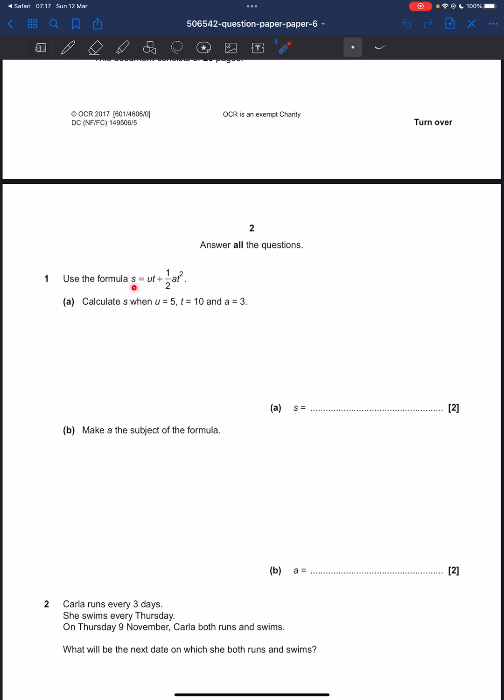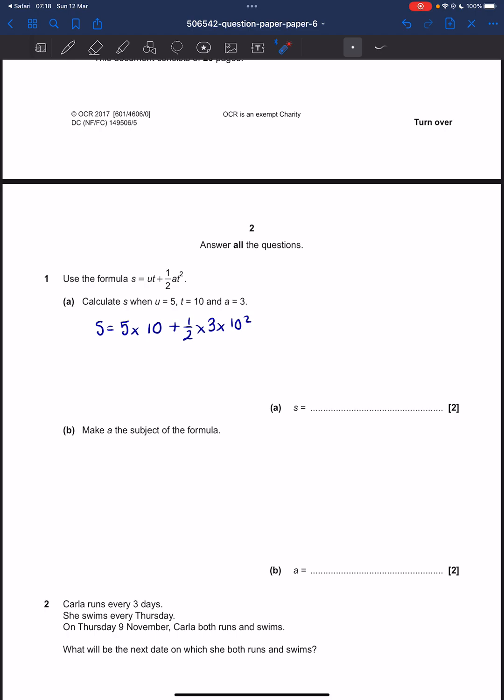It says use the formula S equals UT plus a half AT squared to calculate S when U is 5, T is 10, A is 3. So S, UT, that means 5 times T, so it's 5 times 10 plus a half times 3 times 10 squared. So first of all, I've substituted in U 5, T 10, and that means multiply them together. Then it's a half times A, so it's half times 3 times 10 squared.